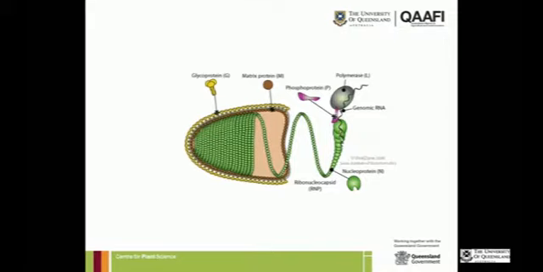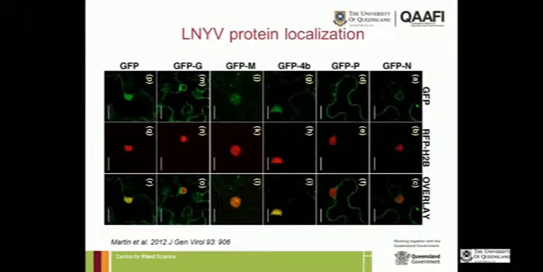Again, a reminder of the virus particle. RNA, nucleoprotein, always associated with it, and then the phosphoprotein, the polymerase, the matrix protein, and the glycoprotein. So if we express these various viral proteins in these transgenic plants, this is what we see.